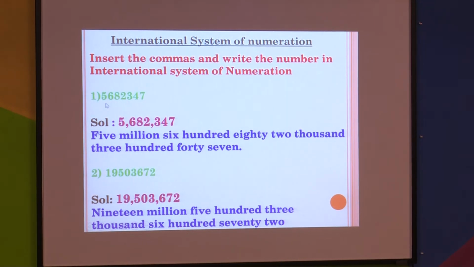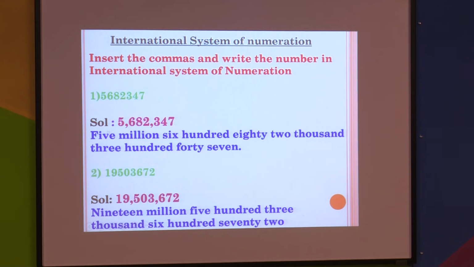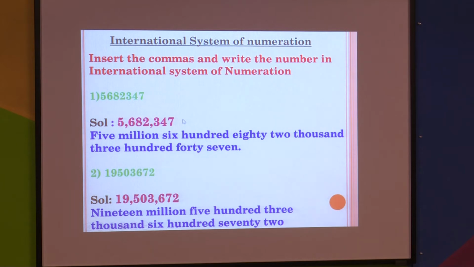See, numbers are given but it is difficult to read. So, we have to give the commas. Ones, tens, hundreds. Separating hundreds, the comma comes between 2 and 3. Thousands, 10,000s, 100,000s. The comma comes after 6, between 5 and 6, and separates millions. So, read the number. 5,682,347 is the international system of numeration for the given number.